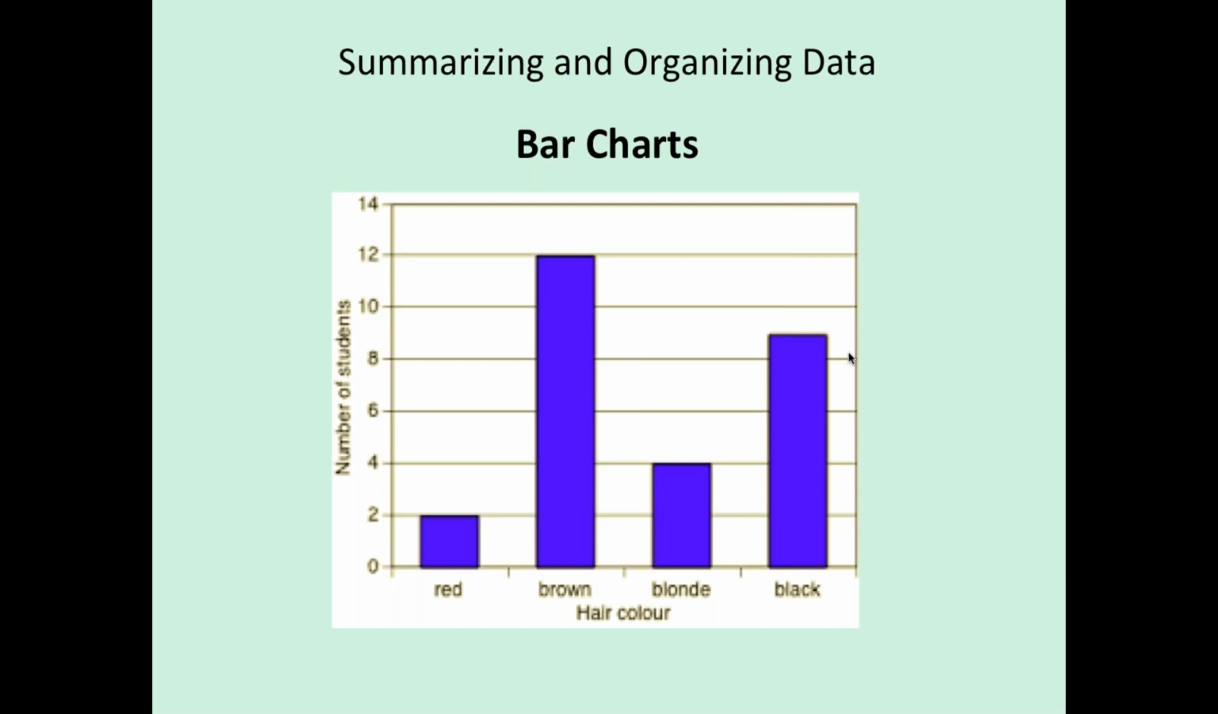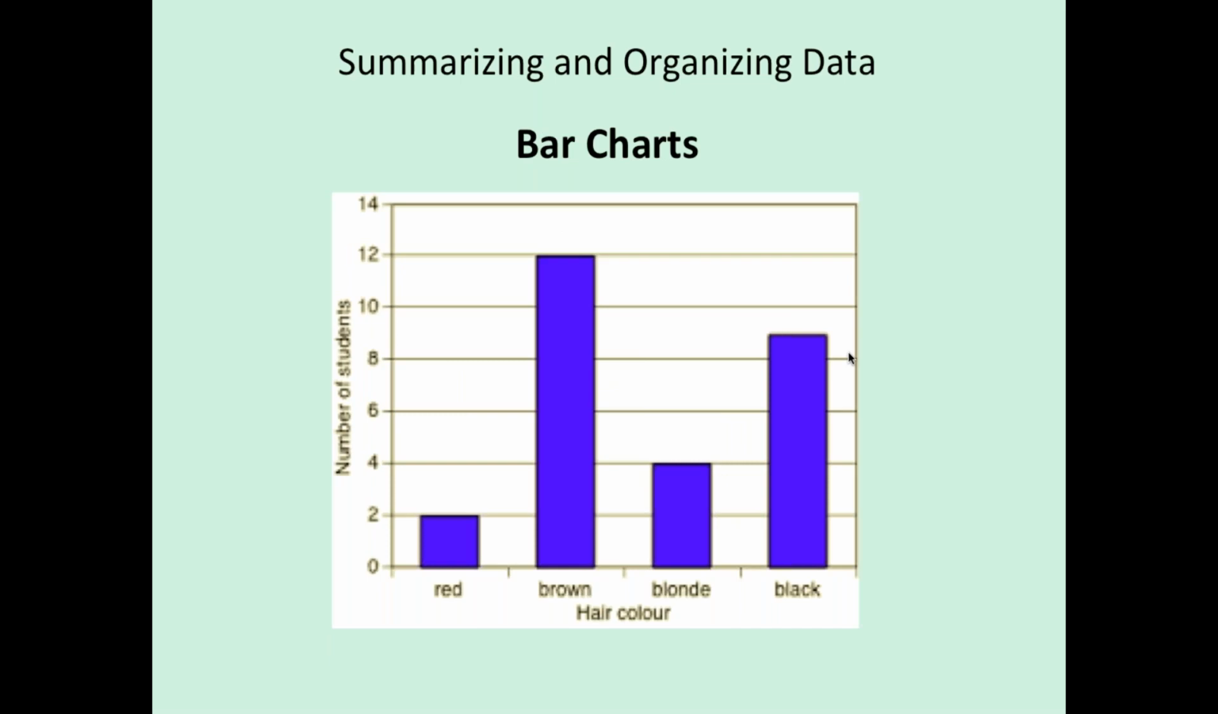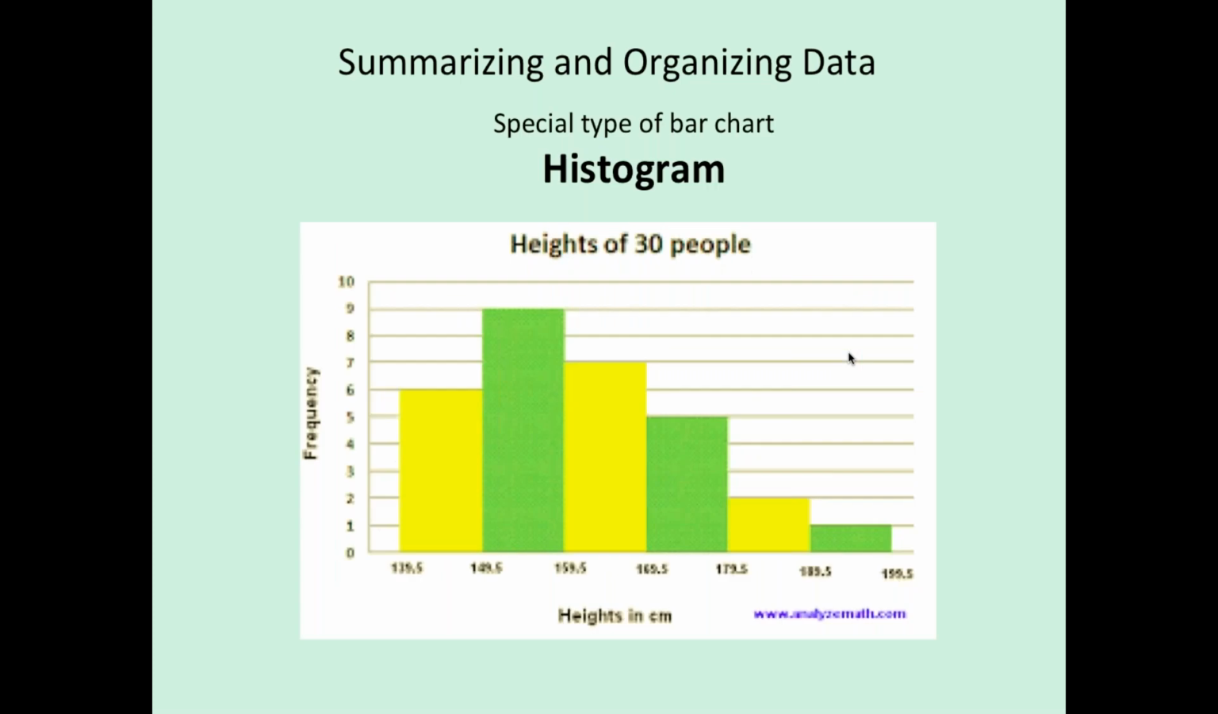Okay, notice that the bars are separated, right? Because really, they're not connected in any way. They're just different categories. Okay, now let's take a look at another one. Oh, well, that's a whiskey bar. We have a bar chart there. We have a whiskey bar chart. We have a candy bar chart. And of course, there's one more, sushi bar chart.